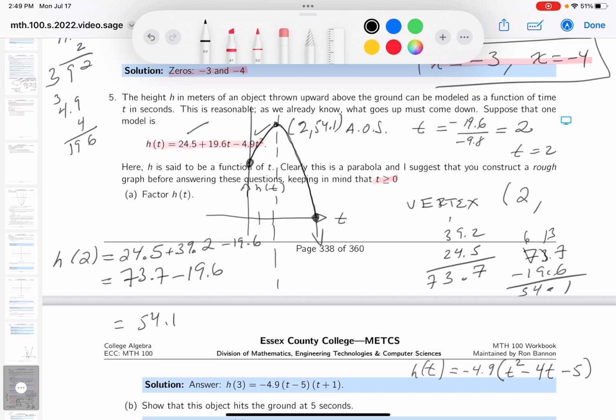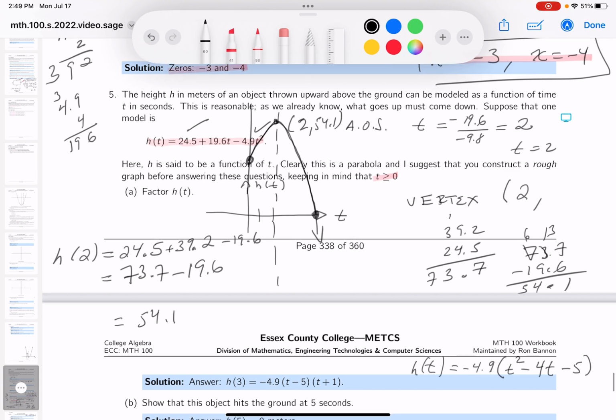Let me just check it. You get minus 4.9 t squared. I do see that. Minus 16 and 3.6, minus 19.6, plus 19.6 looks good. And then I would get 20 and 4.5. Yeah, 24.5. Looking good. Looking good.